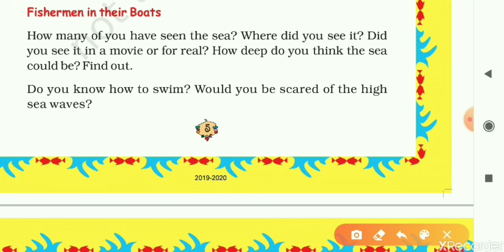Yes. Did you see it in a movie or for real? Many of you students have seen the sea in movies and also in real life. How deep do you think the sea could be? Find out. Try to search it. What may be the depth of a sea?